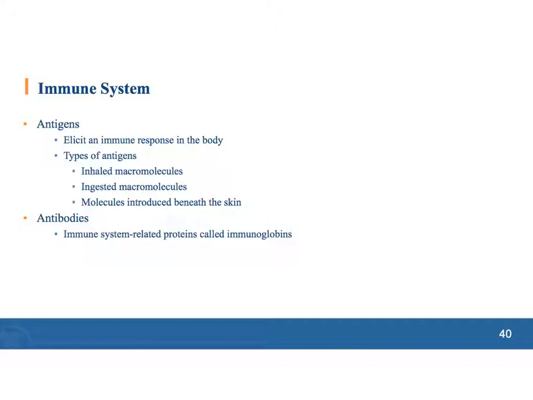Antibodies are immune system related proteins called immunoglobulins, so Ig. Some antibodies destroy antigens directly. Others work indirectly by making it easier for white blood cells to destroy the antigen.